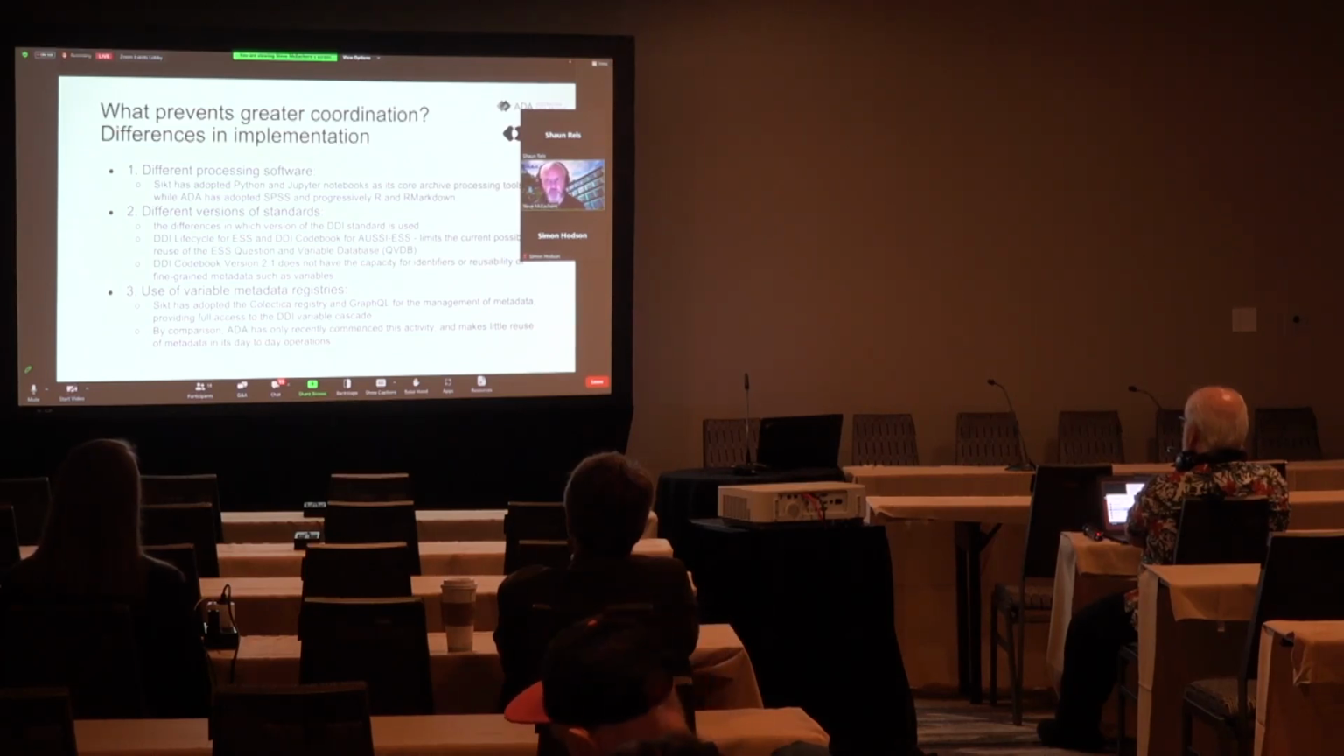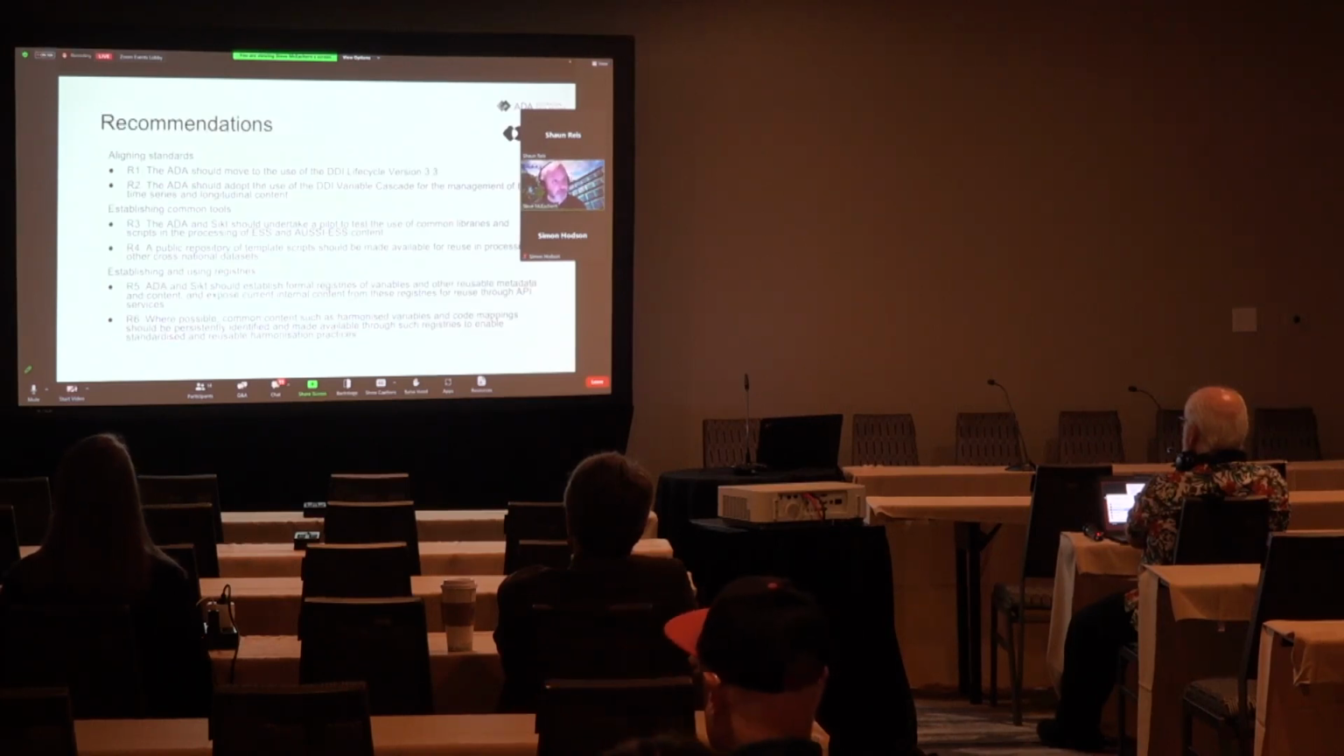Where we're heading, and the recommendations of the report, look at what you would need to put in place to enable that tighter machine integration. They come in three ways: aligning standards, particularly for ADA, bringing an uplift in our infrastructure to support that, and the use of the variable cascade, which is a key part of DDI CDI as well. Using common tools, we make common use of the IASSIST base survey questionnaire.